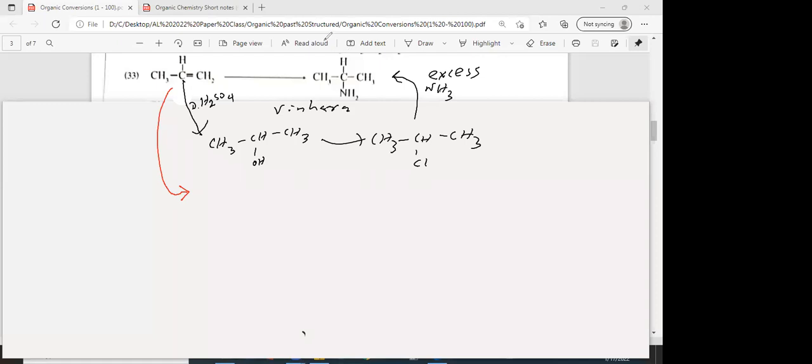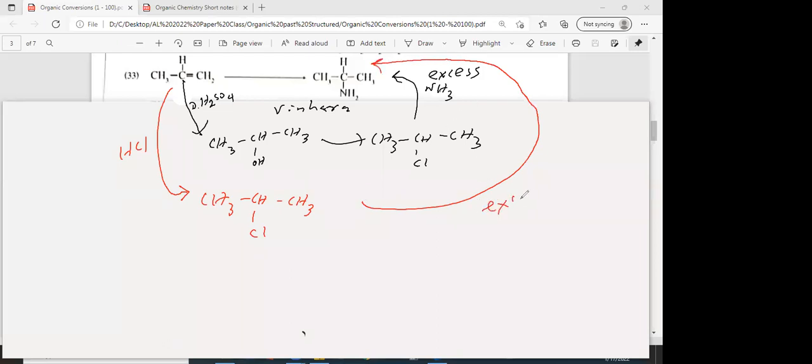Then Pramodi and who else? Pramodi, Tamasha and Arkam added HCl. Then CH3CH2CH2CH3 with Cl here. Then add excess ammonia, correct.